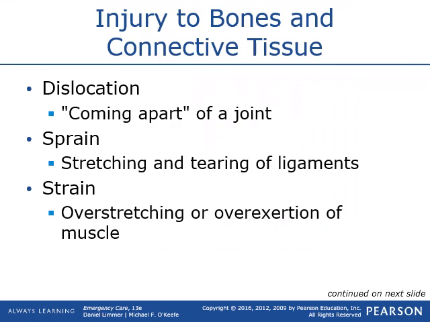So a dislocation basically comes apart at the joint. A sprain is stretching or tearing of ligaments. I'm sure you've all sprained your ankle at some point or another. A strain is overstretching or overexertion of the muscles.